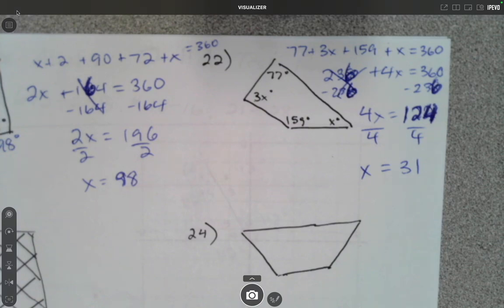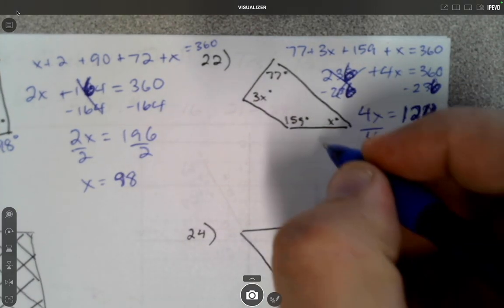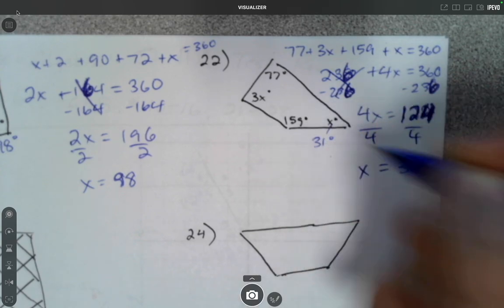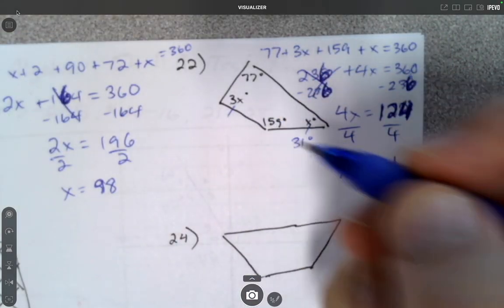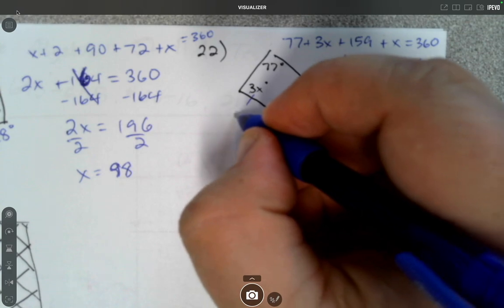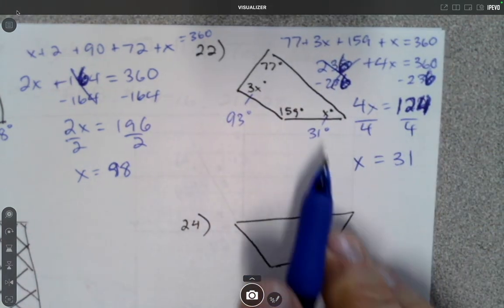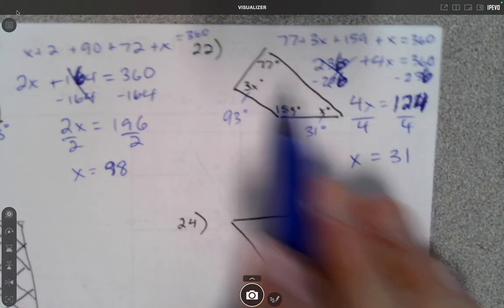That's the first part of what they ask, but they also ask us to find the angles. So if x is 31, then this one is obviously 31 degrees. This one is 3 times that, which makes it 93 degrees. So I just get 31, and then 3 times 31.